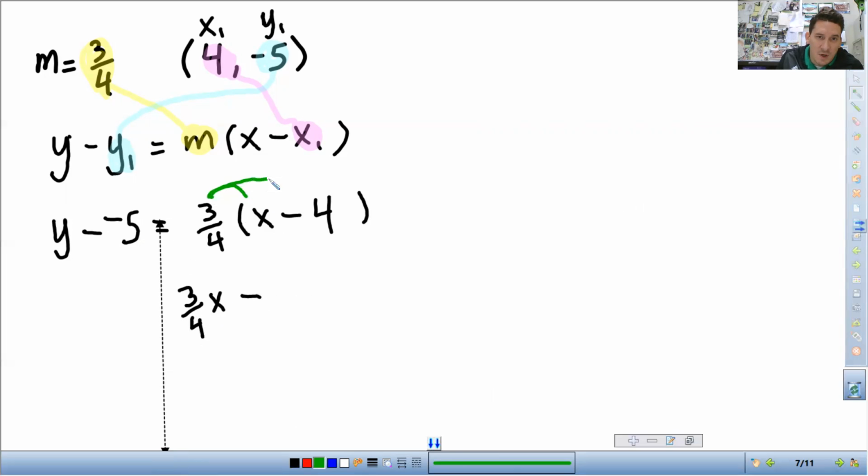3/4 times 4. If you're not good with doing the fractions in your head, you can just do it off to the side. 3/4 times 4. Make the 4 a fraction. Multiply straight across. 3 times 4 is 12. 4 times 1 is 4. Reduce. 12 divided by 4 is 3.